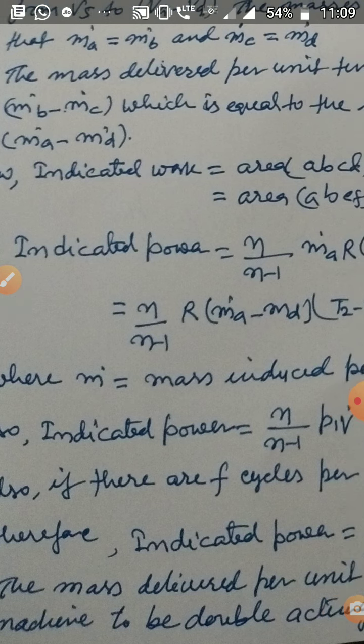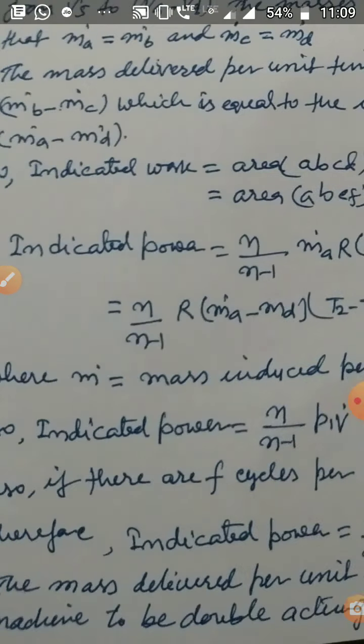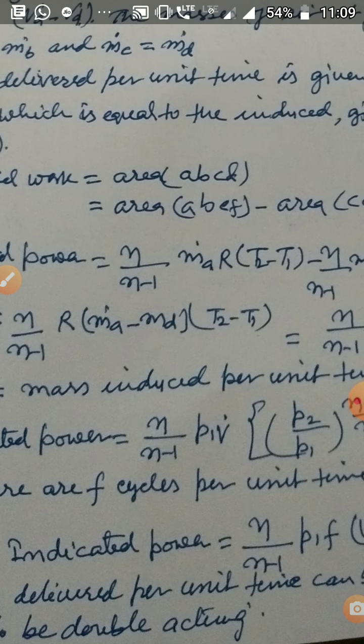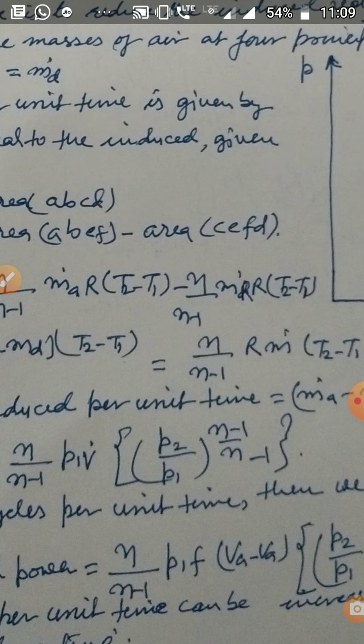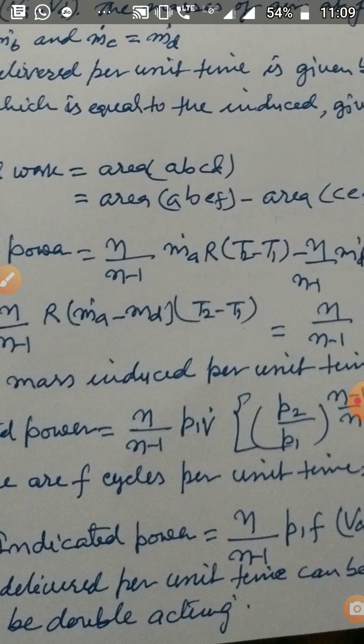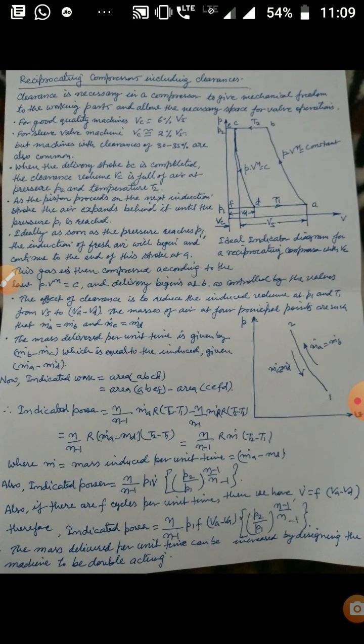The mass delivered per unit time can be increased by designing the machine to be double acting, because the mass delivered is less, and because of that we have to increase the amount of mass only by the method which is known as double acting, in which case the mass will enter from both the sides.